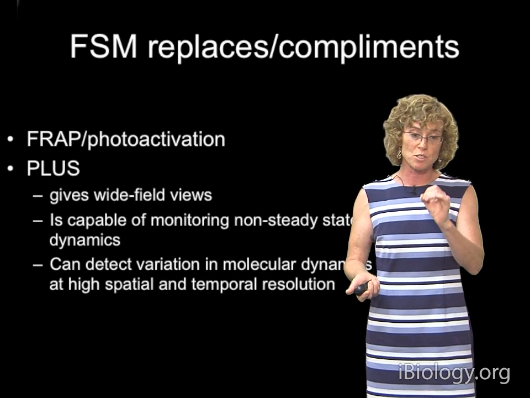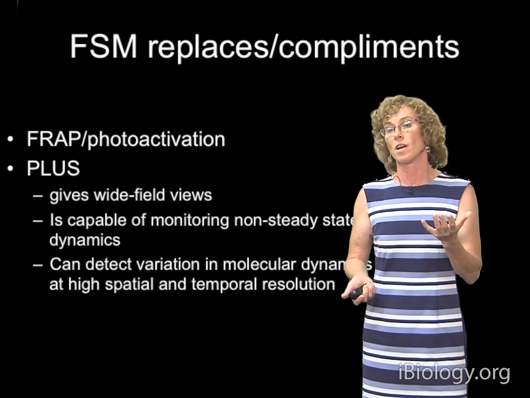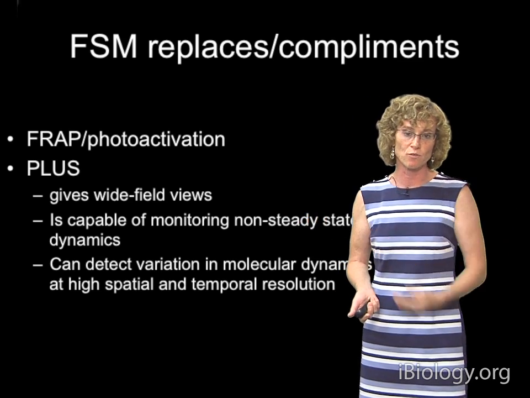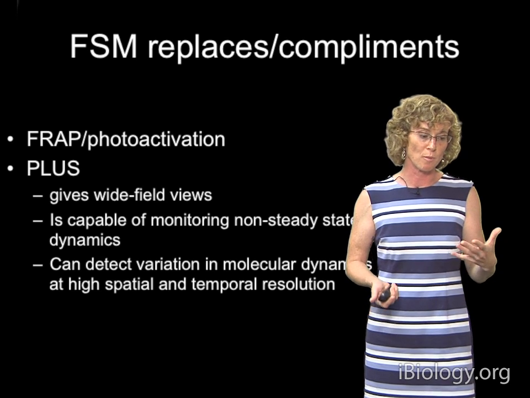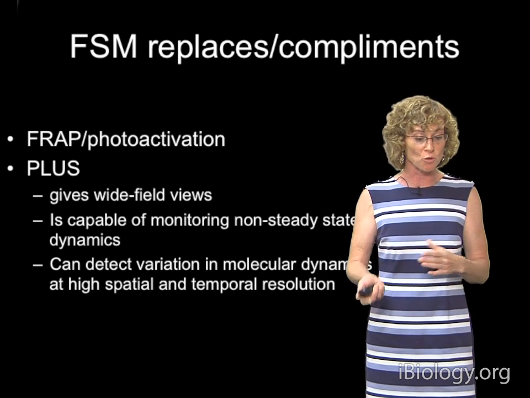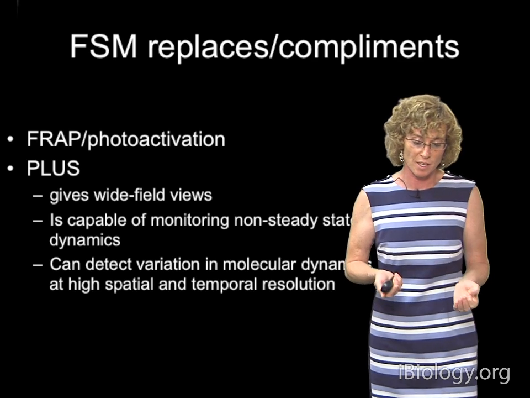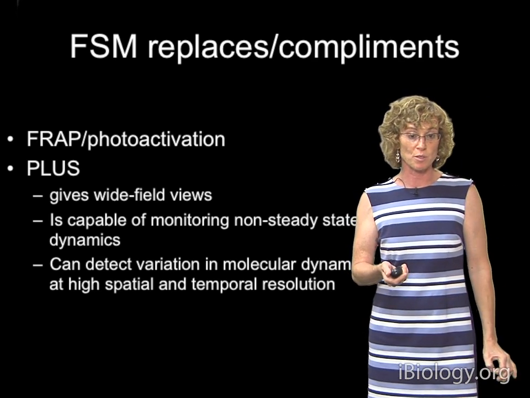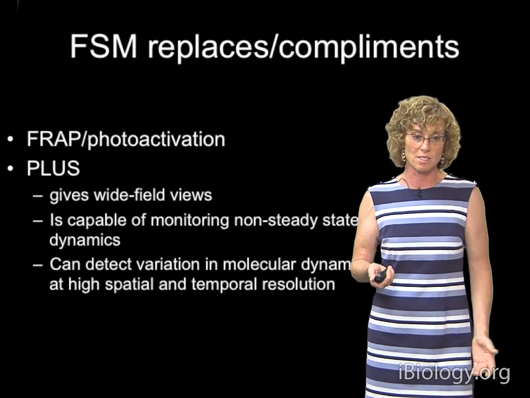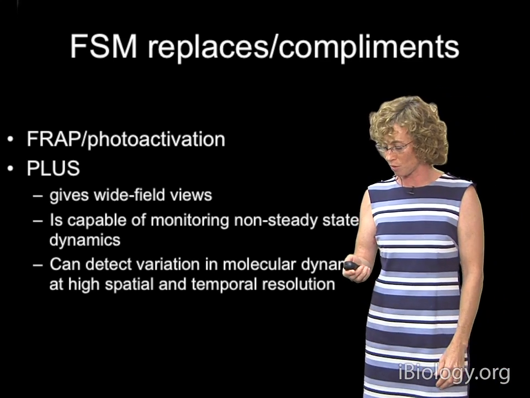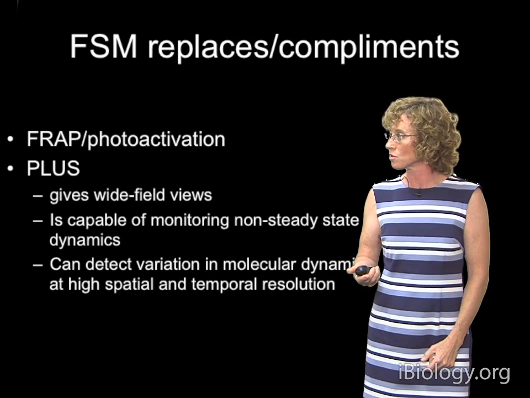FRAP is limited to a small region of the cell, whereas fluorescent speckle microscopy gives you this information across a wide field view. It also is capable of monitoring non-steady state dynamics, variable rates of assembly and disassembly that a FRAP experiment couldn't give you. And you can detect variation in molecular dynamics at much higher spatial and temporal resolution.